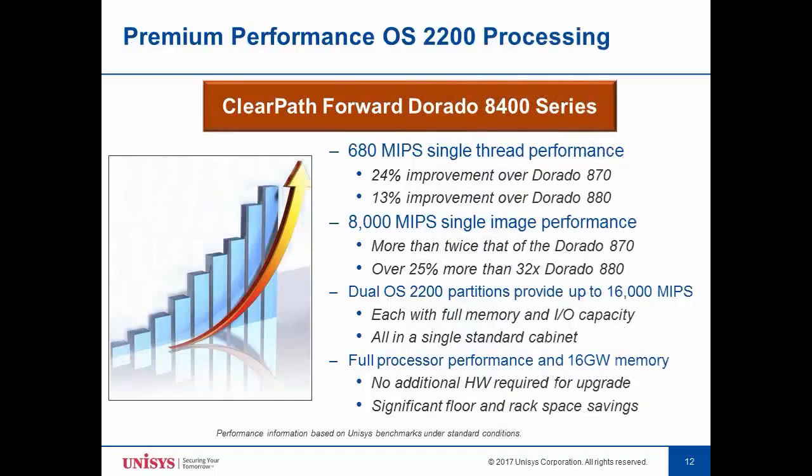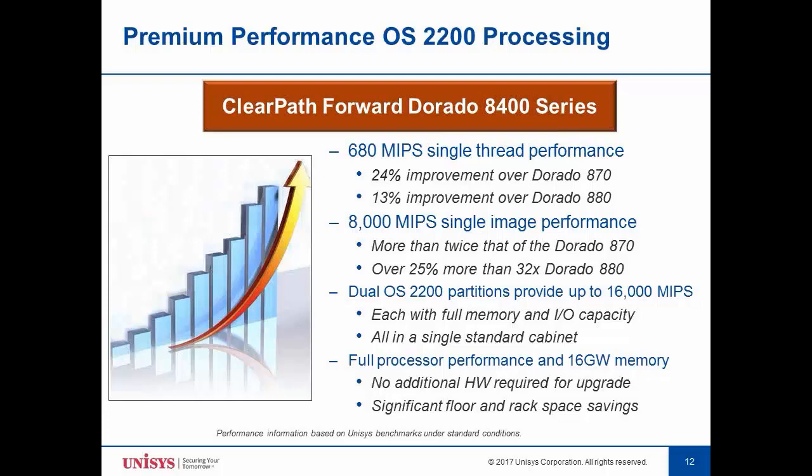The flagship of this new Dorado platform launch is the Dorado 8400. And again, it provides the new standard, the new highest level of possible OS 2200 application processing capability. The Dorado 8400 has a single thread performance of 680 MIPS. You can see that's a significant improvement over the Dorado 880, the CMOS architecture that has previously been used by a number of clients.